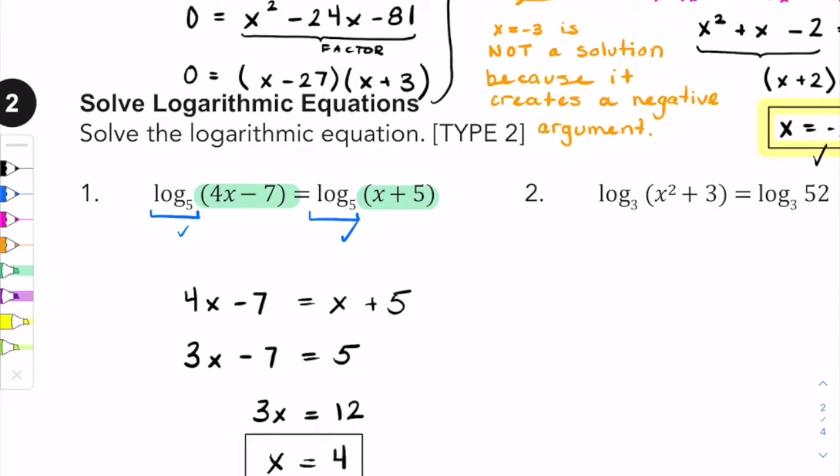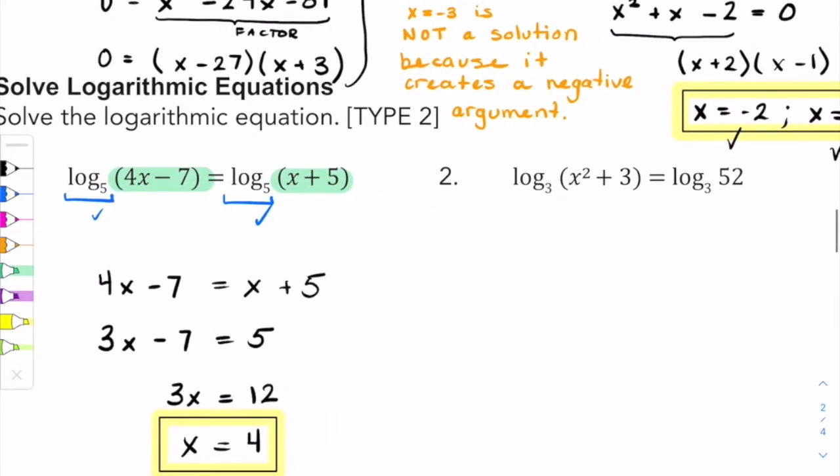And you can check your work on this. Substitute it back in and make sure it's true. Number 2, we have log base 3 of x squared plus 3 and log base 3 of 52. Those are the same. x squared plus 3 is equal to 52.